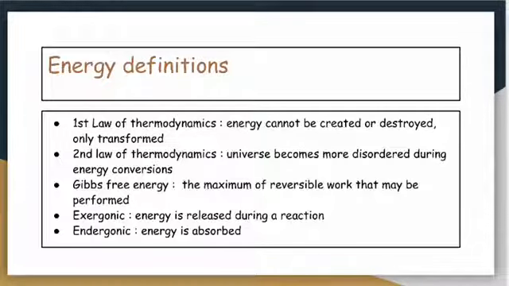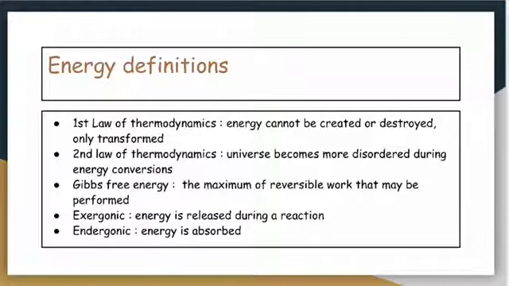The second law of thermodynamics states that during energy conversions, the universe becomes more disordered. In other words, entropy increases. We can determine how much free energy is available to do work within a cell by calculating the Gibbs free energy, or just free energy, represented by the capital letter G.